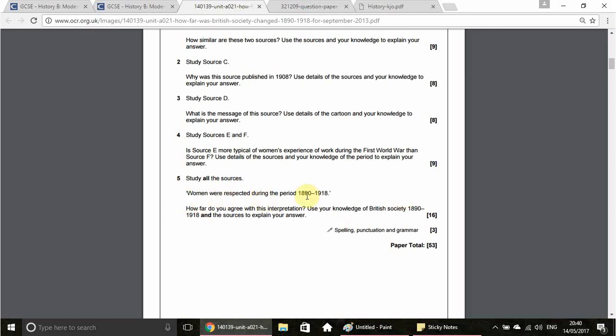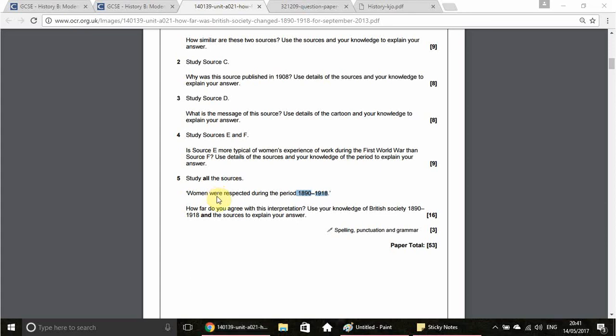So for this one, it is 2 sides, a bit like the 10-mark question in paper 1. On the one hand, you agree, on the other hand, you disagree. So you need to say what knowledge you have is for and against the statement, which sources are for and against the statement, and how far you agree with the statement. So women are respected during the period 1890 to 1918. Note, it is the entire period, so you must mention the entire period. If you don't mention the entire period, you will not be able to get up to the top marks. What you're being asked here is whether or not men respect women and what evidence you have for and against.